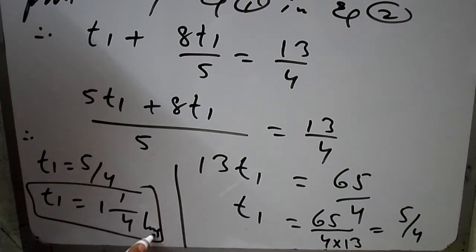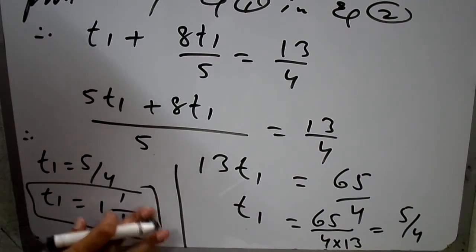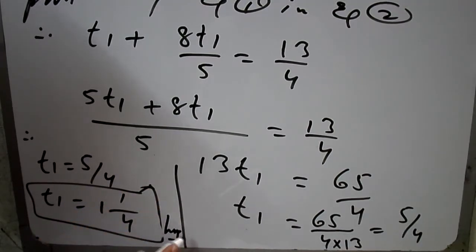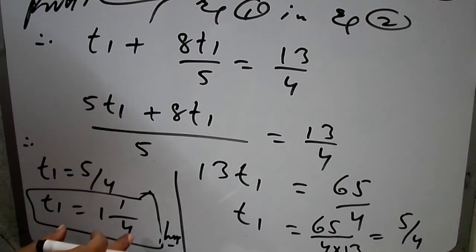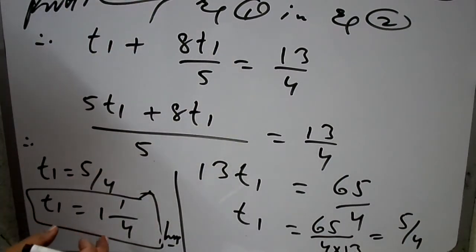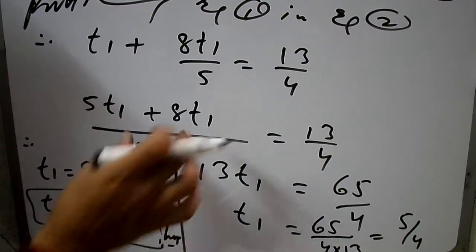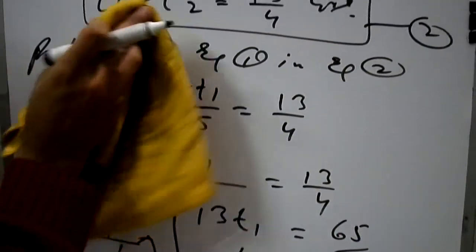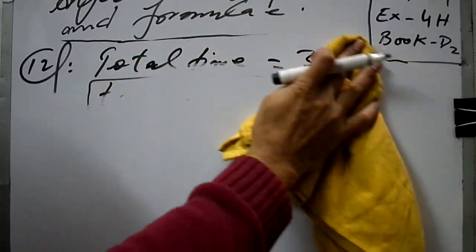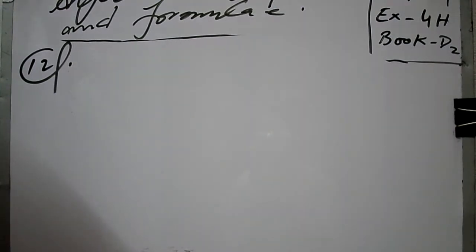So those are your calculated values, in hours. It means you have to find the value of T2 now, that is your T1. Therefore, putting it in equation 1, you can also find the value of T2. So T1 is your 1 whole 1 by 4.